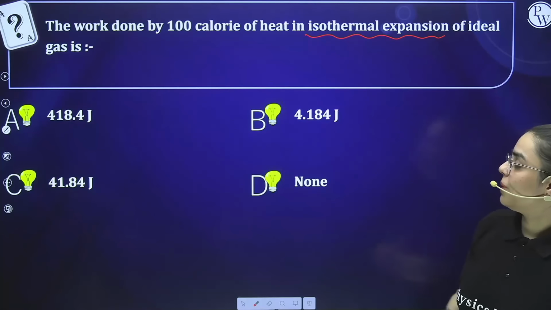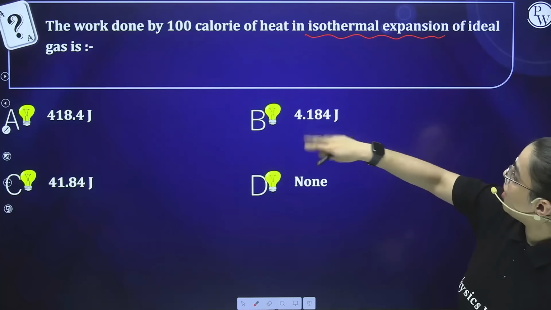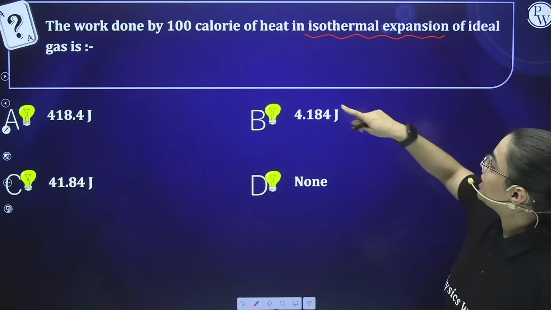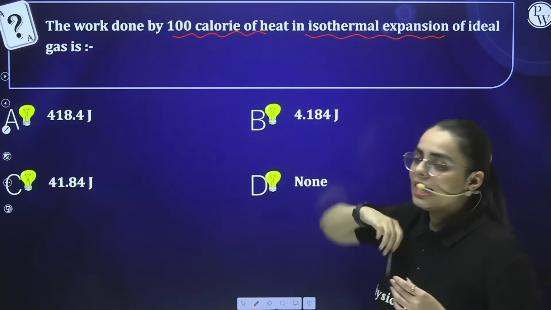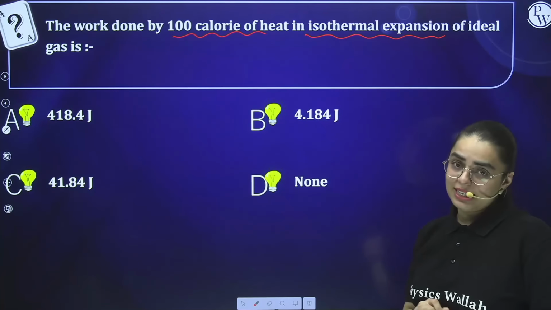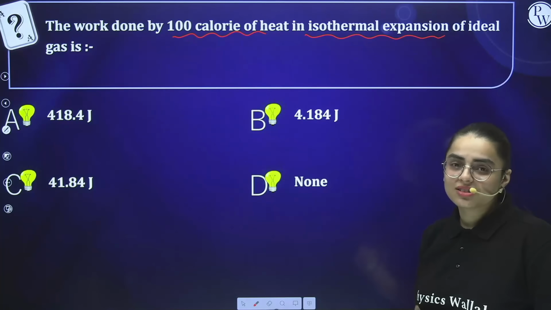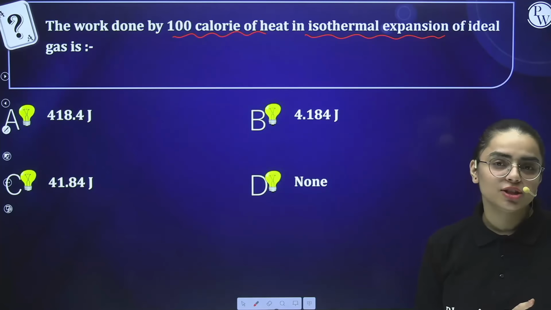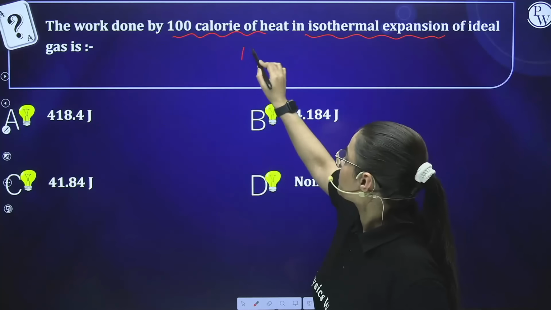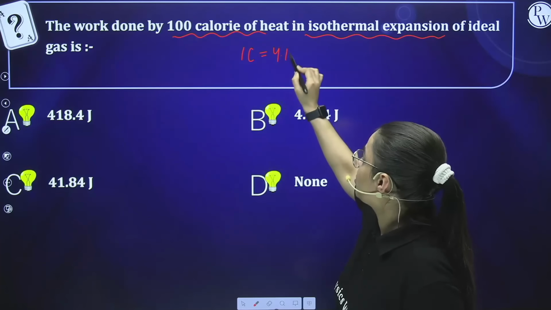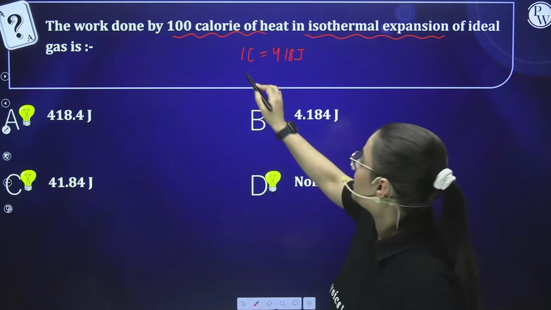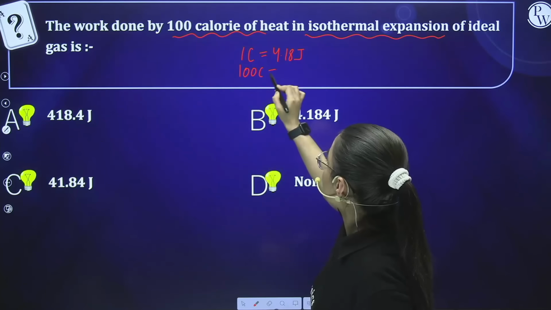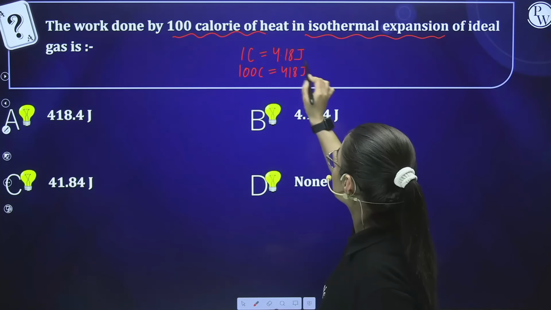Now here, we need to find the work done. Okay, work done by 100 calorie of heat. That means heat has been given to us as 100 calorie, and we know that for heat the unit is joules. So we need to convert this calorie into joules, and 1 calorie, students, is basically equivalent to 4.18 joules. Now if I have to convert this 100 calorie into joules, it comes out to be 418 joules.